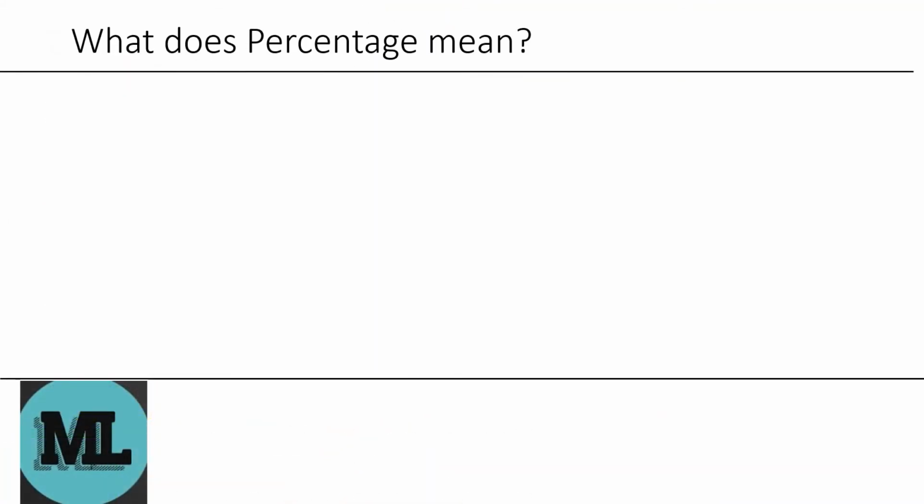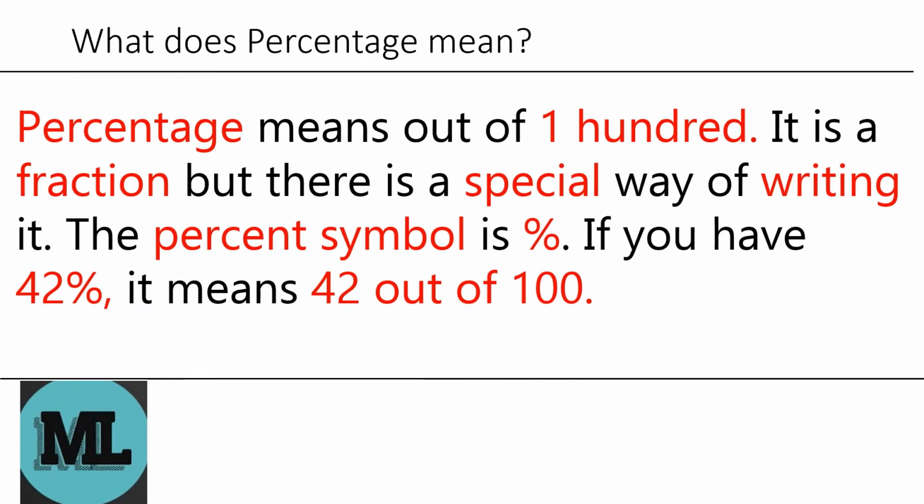What does percentage mean? Percentage means out of 100. It is a fraction, but there is a special way of writing it. The percent symbol looks like this. It's a line with two dots or circles. If you have 42%, it means 42 out of 100. Same goes for if you have 63%. It means 63 out of 100.